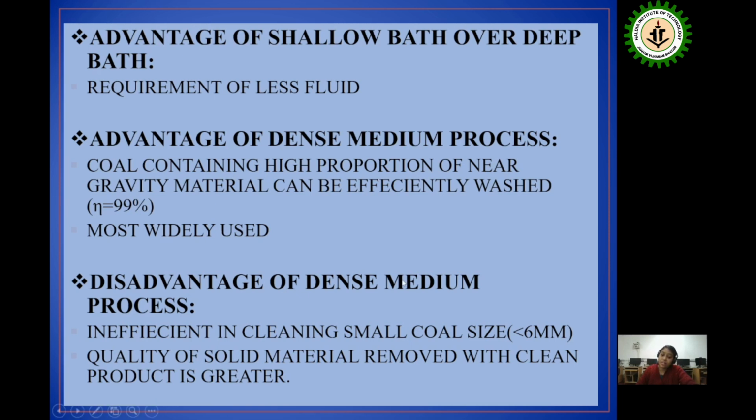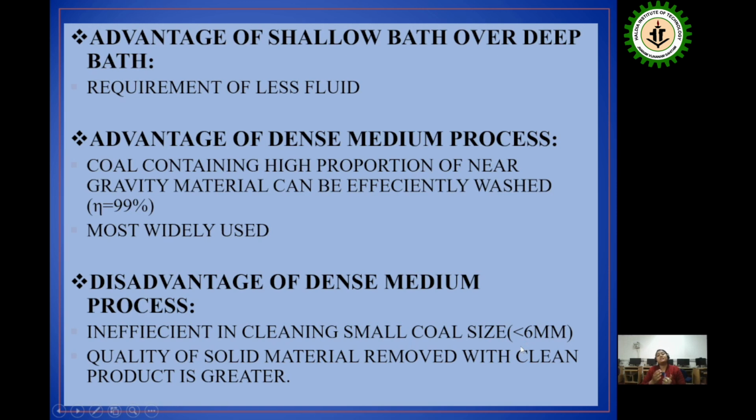So, what is the disadvantage of the dense medium process? It is inefficient in cleaning small coal size, that is less than 6 mm, almost. And the quantity of the solid material removed with the clean product is greater. So the disadvantage of the dense medium is that it is inefficient in cleaning small coal size, where the particle size is less than 6 mm, and the quantity of the solid material removed with the clean product is greater.